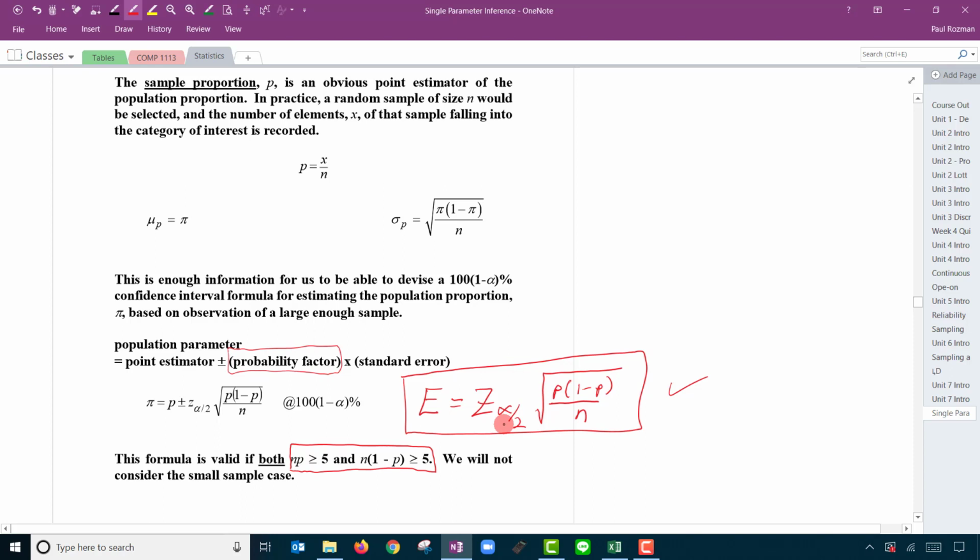So now, going forward, we can do confidence intervals for virtually anything. I just have to give you what you're studying, what probability factor you should use, and then I'll give you the formula for standard error, and away we go.